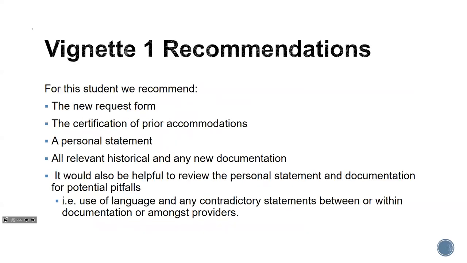So let's review our suggestions for case one. What forms are required? We would suggest the new request form, a certification of prior test accommodations. In terms of documentation, everything. The early intervention documentation, IEPs, 504s, education plans, kindergarten to 12th grade, neuropsychological or psychoeducational evaluations that have been done throughout the years, approved accommodation letters from the college or university that was attended, approval letters for accommodations on the SAT and the MCAT, and a personal statement written by the student.